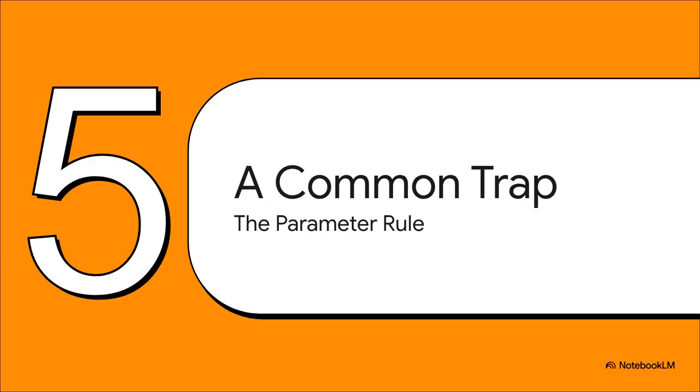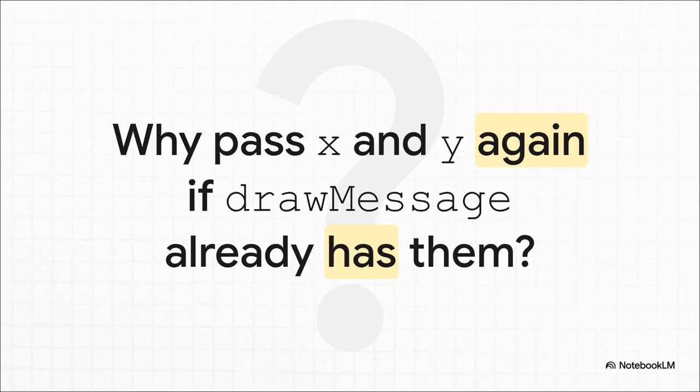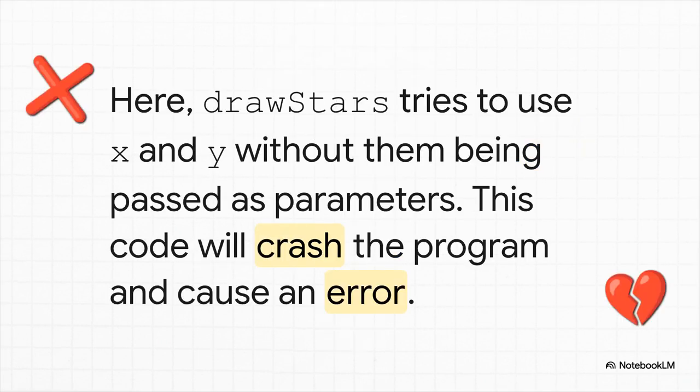All right, let's talk about something important in section 5, a common coding trap. As you start using helper functions, there's one key rule you really need to know to avoid a super common mistake. So you're probably thinking this, and it's a really logical question. It feels kind of redundant, right? drawMessage already has the x and y variables. Can't drawStars just look over and see them? Why do we have to explicitly pass them along? Well, let's see what happens if we try that.